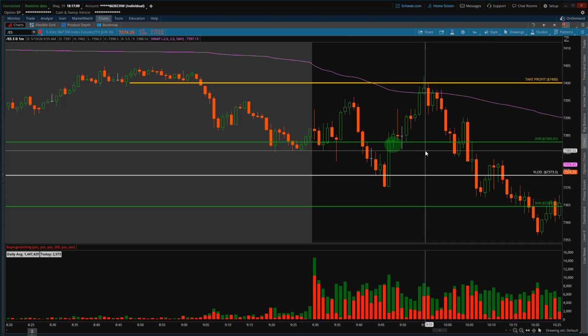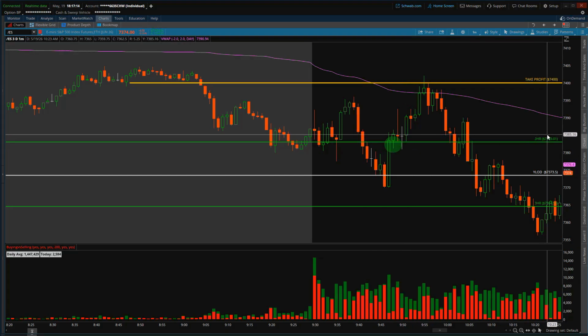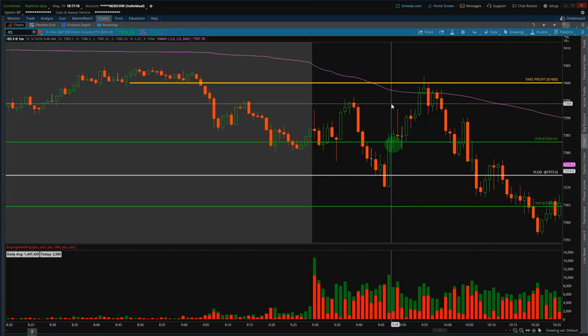We're going to hop straight into this one, going over this long setup that we took earlier today from the 733 demand structure. We're going to review this trade contextually, locationally, and from a confirmation perspective, as we always do.